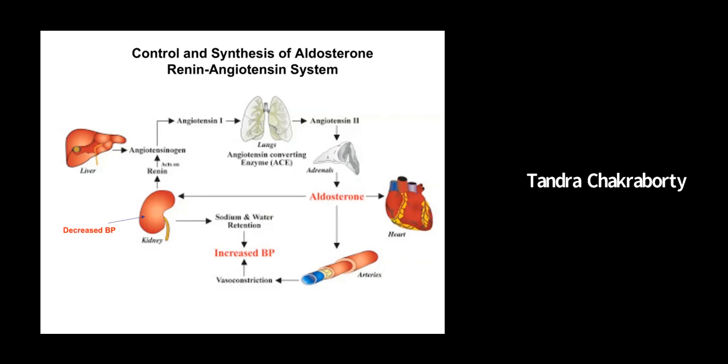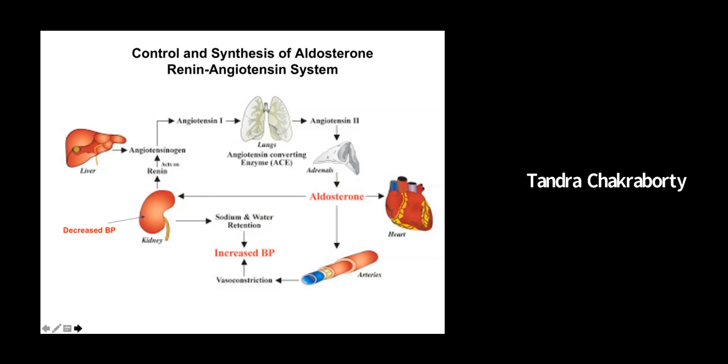The negative effect of aldosterone, or how it can be negatively affected by the hormone ANP, which is produced from the heart. So now we are just understanding how aldosterone is affecting the kidneys in regulating the blood pressure.